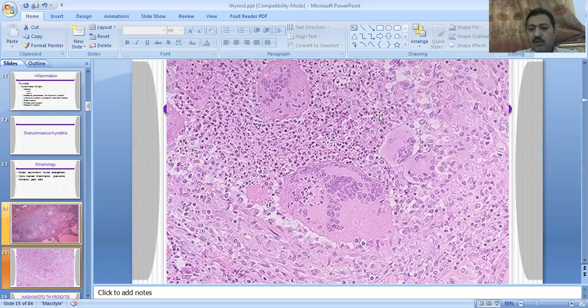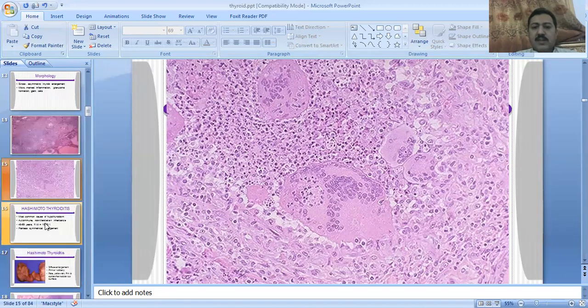And in the background, you can see the inflammatory cells. So the identification points are the inflammatory cells, granuloma formation, and giant cells. So these are the identification points of subacute thyroiditis or granulomatous thyroiditis.